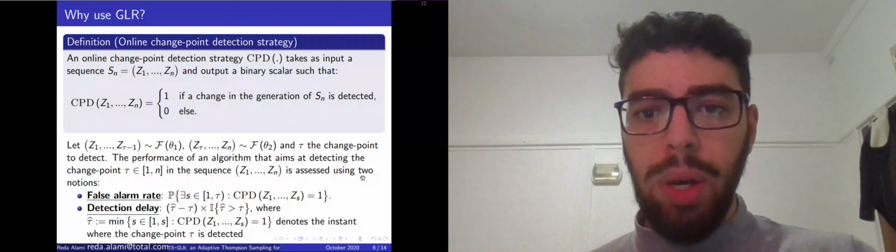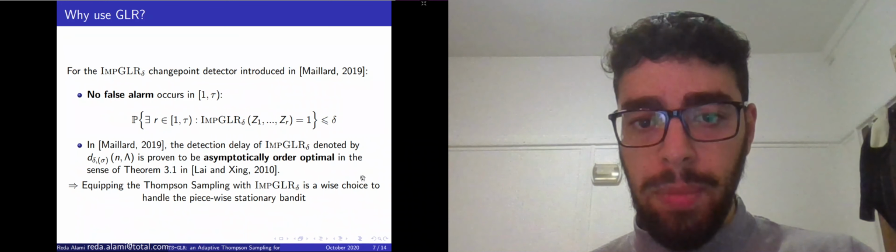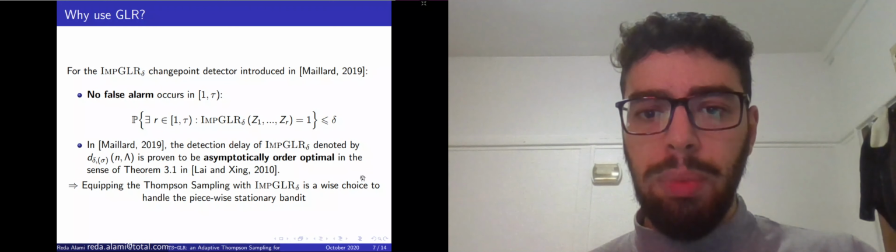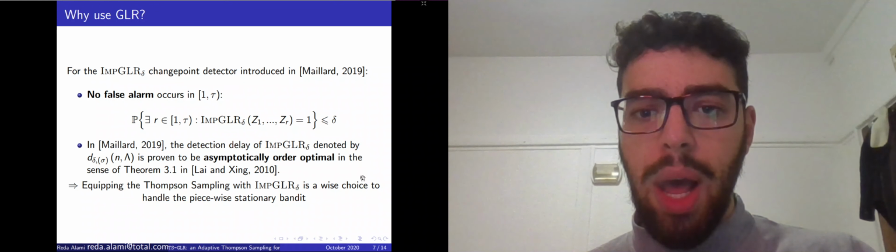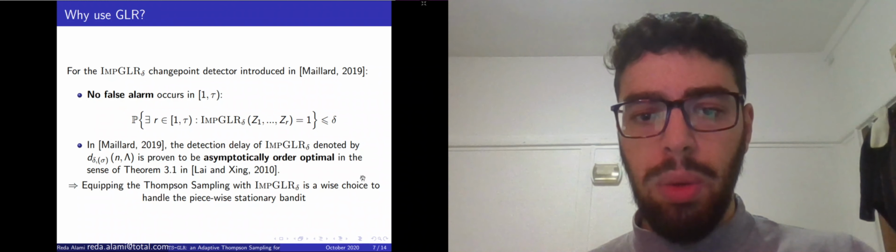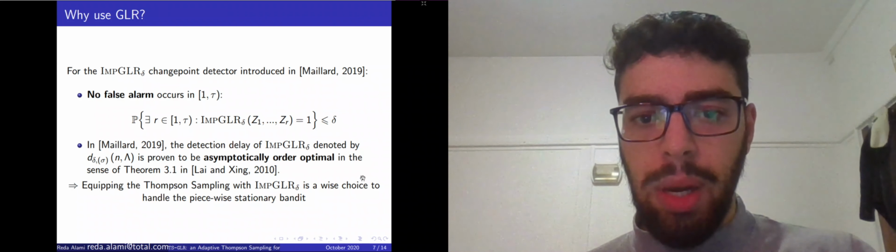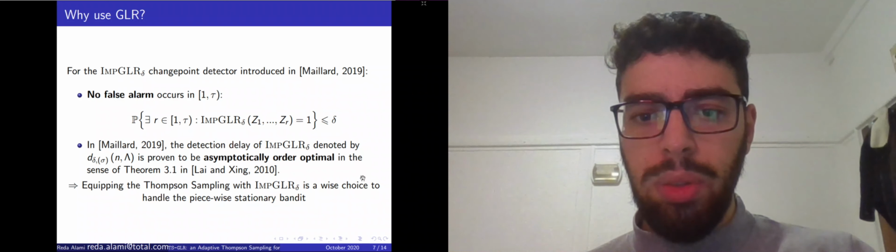The second question is, why do we use the GLR change point detector? First, an online change point detector is evaluated using two criteria: the probability of false alarm, and second, the detection delay. For the GLR change point detector, the probability of false alarm can be controlled using the parameter delta in (0, 1). And the detection delay has been proven to be asymptotically optimal, so its upper bound reaches the lower bound stated by Lai and Tartakovsky. So equipping the Thompson sampling with the GLR is a wise choice to handle the piecewise stationary bandit.